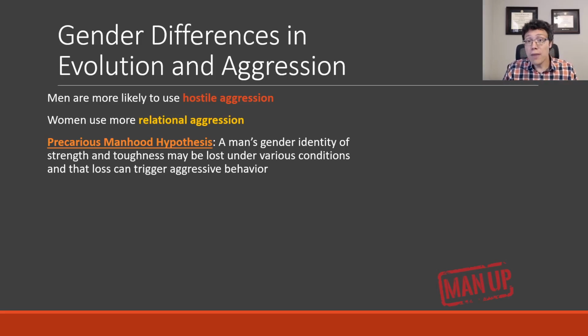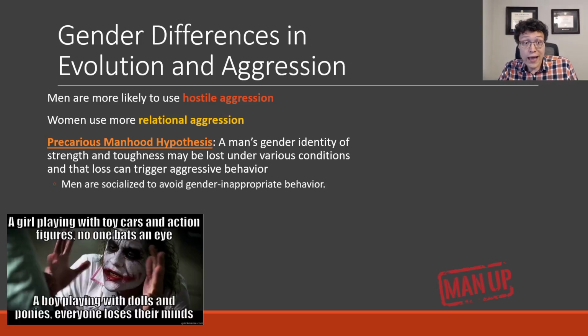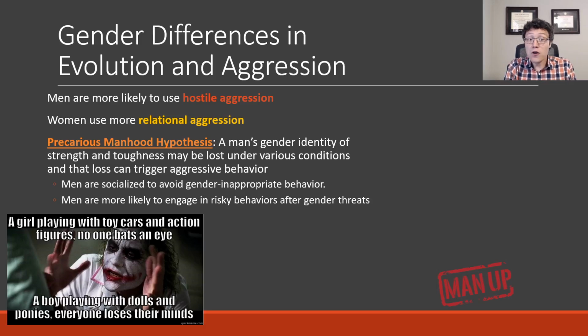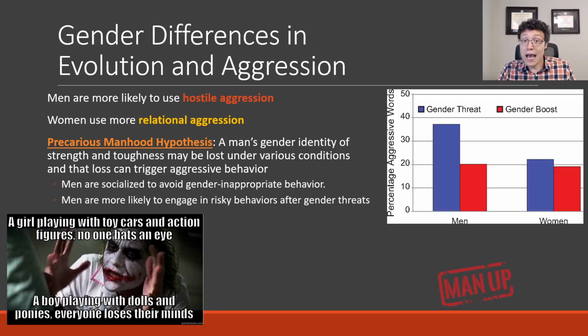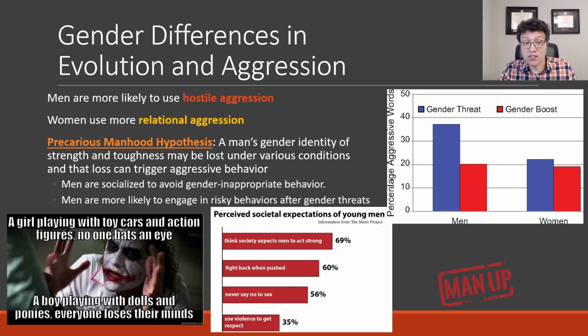And so if a man is told, hey, you're not a man, or that's threatened, men are typically socialized to get aggressive, to show that manhood again. And so what we see is that men are more likely to engage in risky behaviors after their gender is threatened, right? If you call a man, right, like, what are you, a girl? They're more likely to go and do something aggressive afterwards.